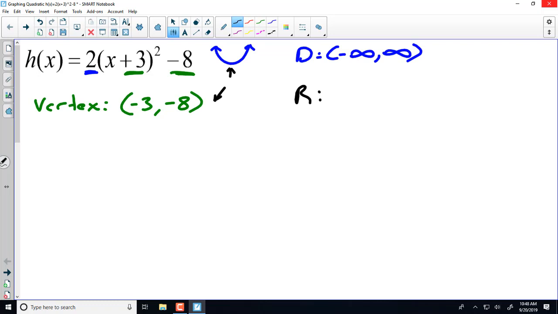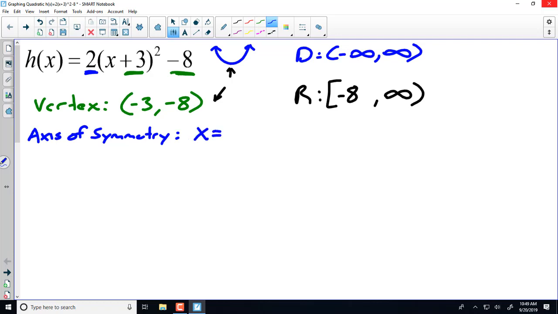Once we have our vertex and the direction that our parabola opens, we actually can give the range, because this particular one we can see is going to go up forever to infinity, but its lowest value is going to be the y value of the vertex, which is going to be -8. Okay, we can also write down the axis of symmetry now that we have the vertex. Axis of symmetry, which is always going to be x equals, and then the x value of the vertex, -3. So already we have quite a bit of information.